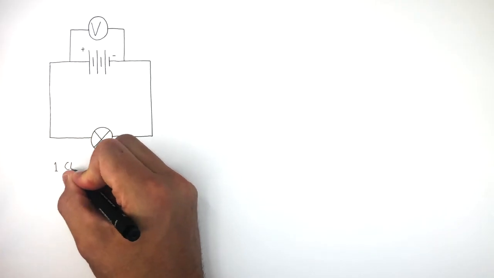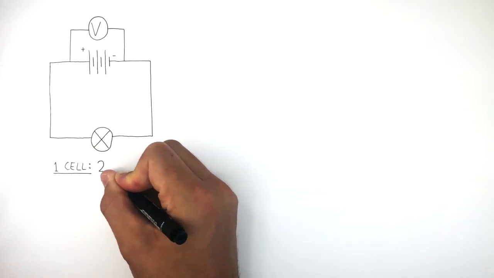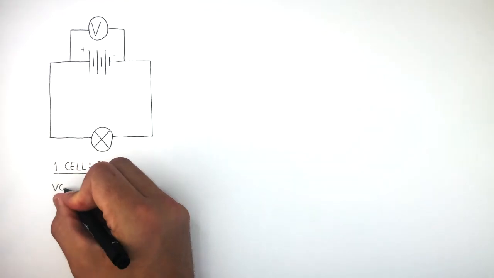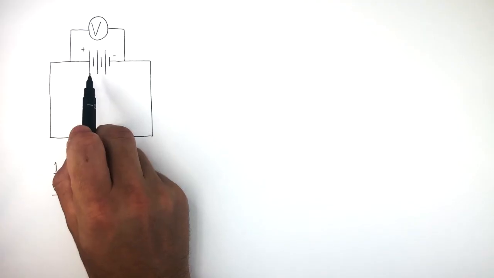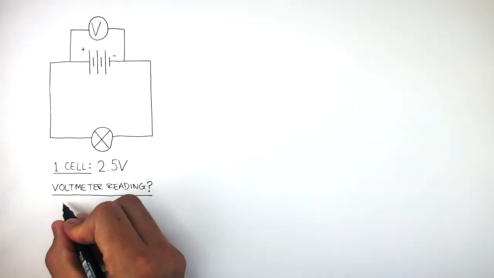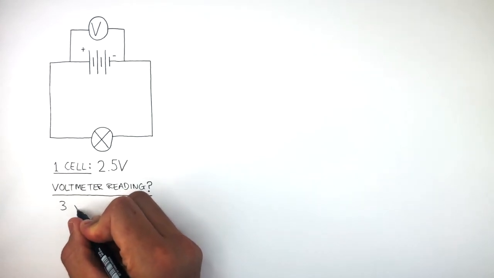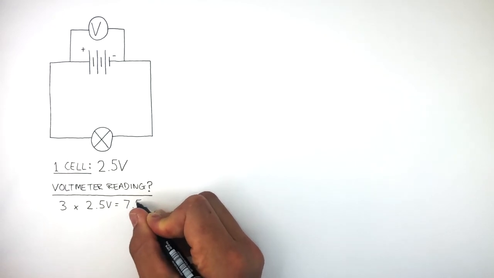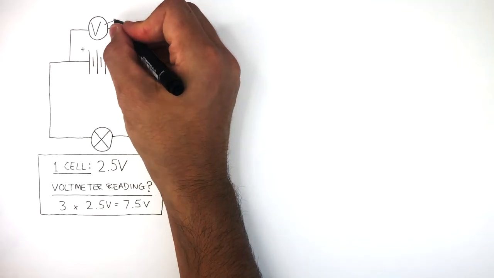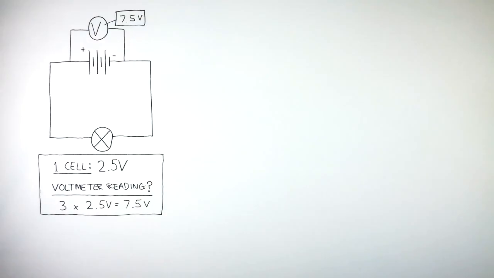In your exam, you could be given a simple series circuit like this, where there is a voltmeter connected in parallel across the battery. In this example, 1 cell has a potential difference of 2.5 volts. So what is the voltmeter reading across the battery? Well, we can see from the battery there are 3 cells. So we write 3 times 2.5 volts. So the answer will be 7.5 volts. The voltmeter will read 7.5 volts.